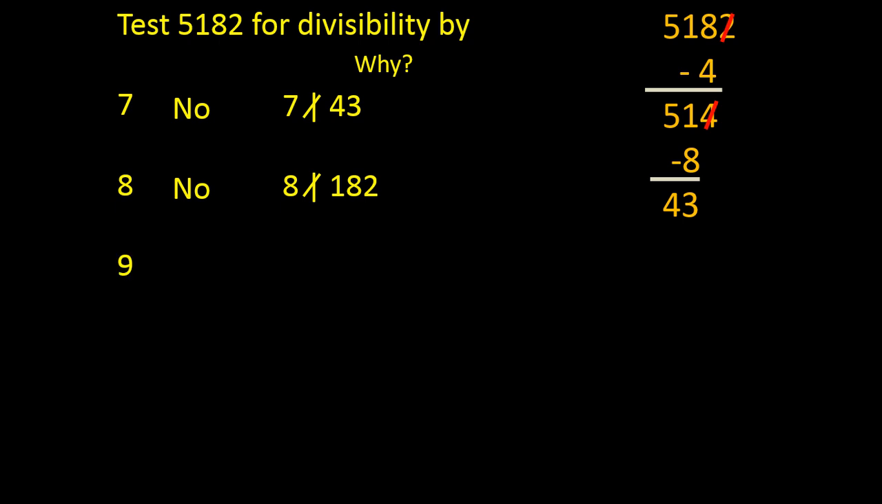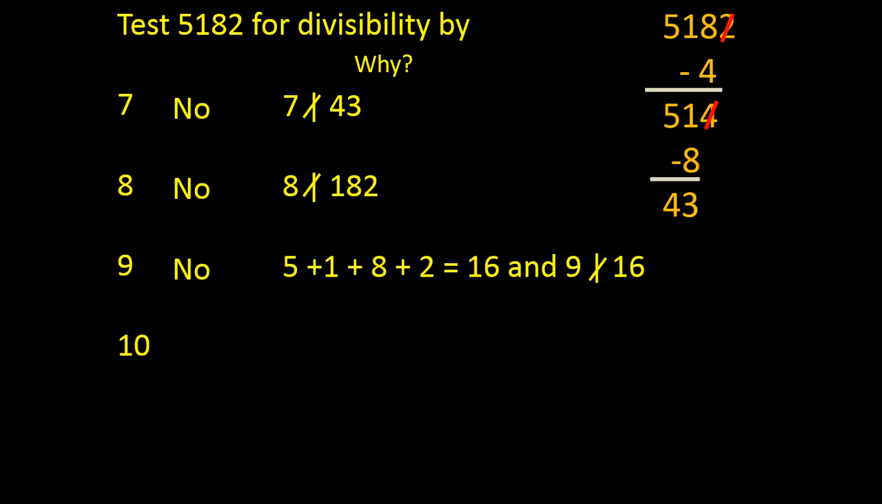The rule for 9 is add the digits of the number together. 5 plus 1 plus 8 plus 2. We've already done that. We did that with the rule for 3. And see if we can divide that number by 9. And we can't. We cannot divide 9 into 16 without getting a remainder. So 5,182 is not divisible by 9.